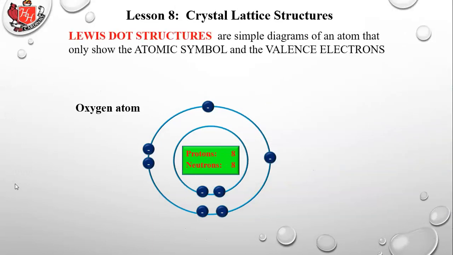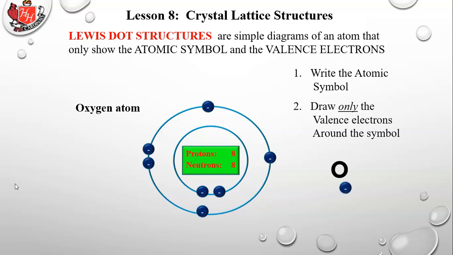Let's look at an oxygen atom. Lewis dot structures are simple diagrams of an atom that only show the atomic symbol and the valence electrons. So here's oxygen, so you draw the O. And then you go ahead and place those valence electrons the same way that you see them on that diagram of the atom.